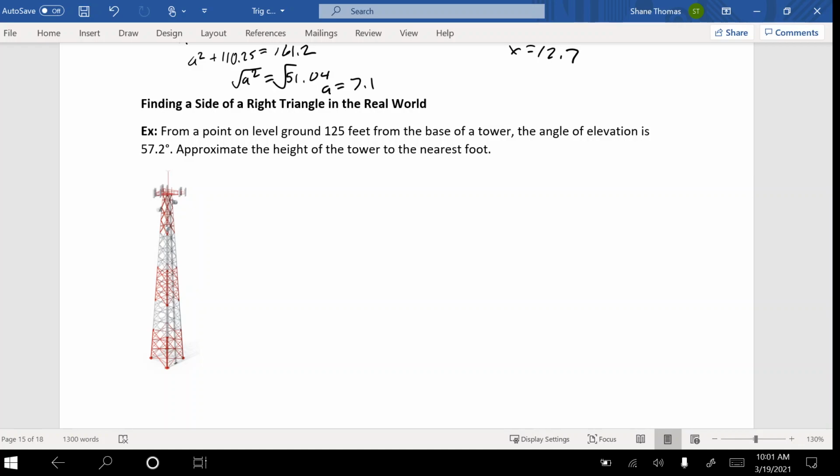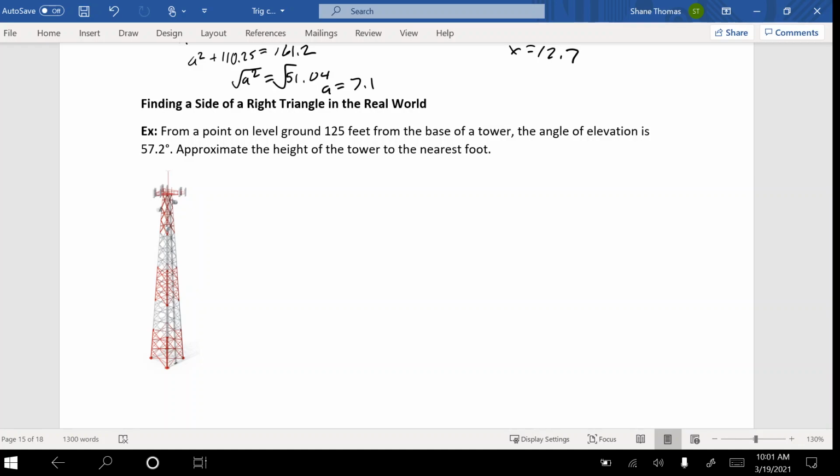From a point level on the ground 125 feet away from the base of a tower, the angle of elevation is 57.2 degrees. Approximate the height of the tower to the nearest foot. So, angle of elevation. We talked about angle of elevation and angle of depression. If I'm looking here and I look up, is that elevation or depression? It's elevation. That's whatever angle I have from flat to up to the top of it. Angle of depression is looking out flat down to whatever I'm looking at.